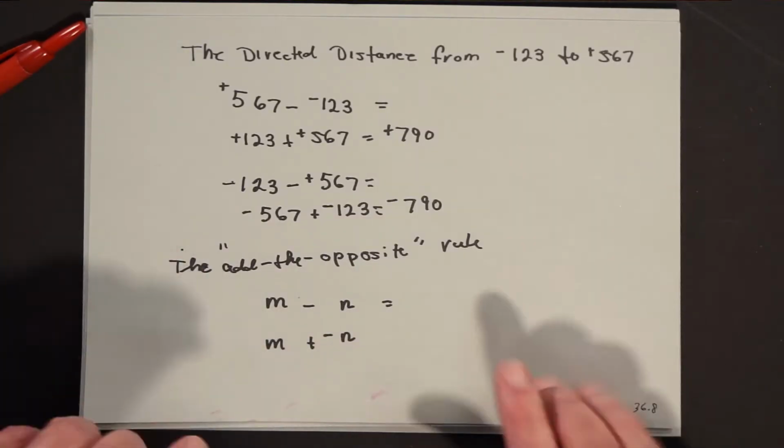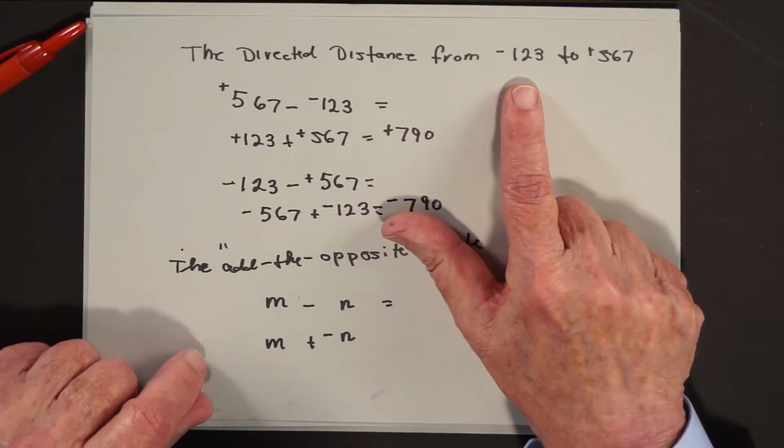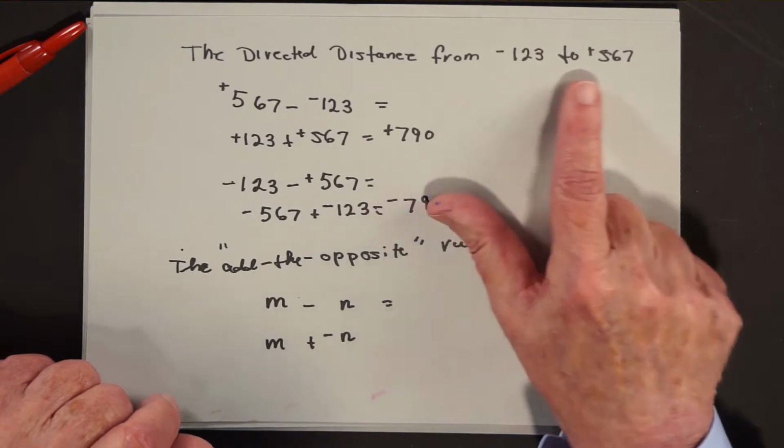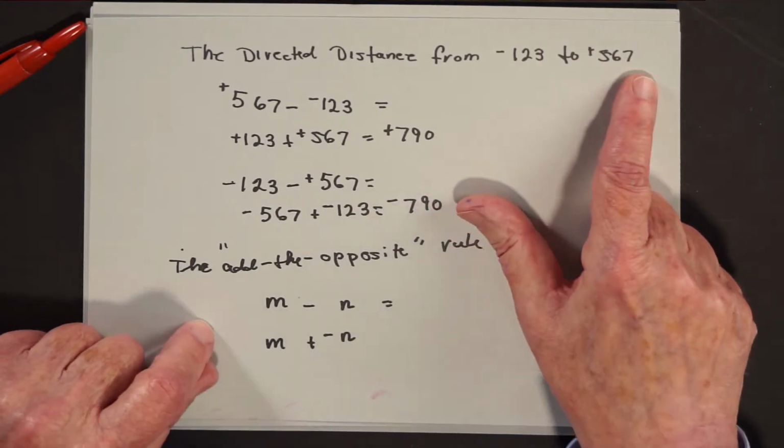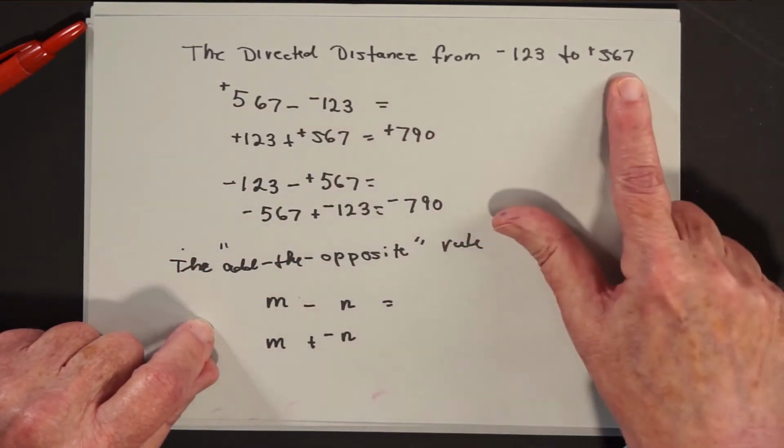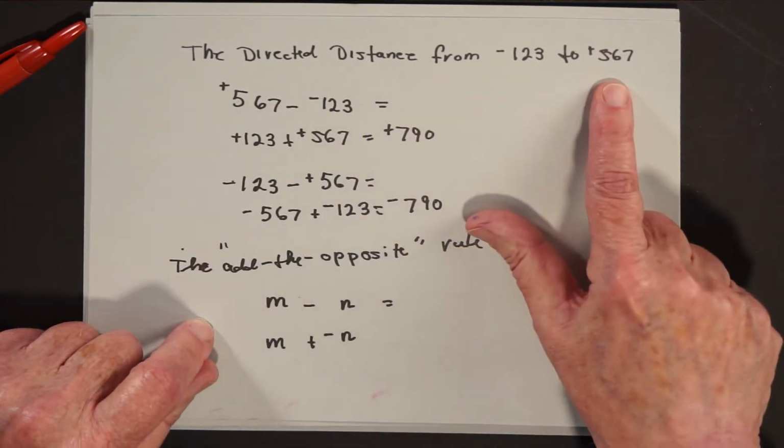So for example, let's find the directed distance from -123 to +567. You don't really want to put this on the number line. Can you visualize how complicated this will be? Let's go 123 to the left, that will be one point. We'll go 567 to the right, that will be another point. It's going to be a pretty big piece of paper, or else you're going to have to use a scale, and it will be hard to tell whether it was 567 or 568.